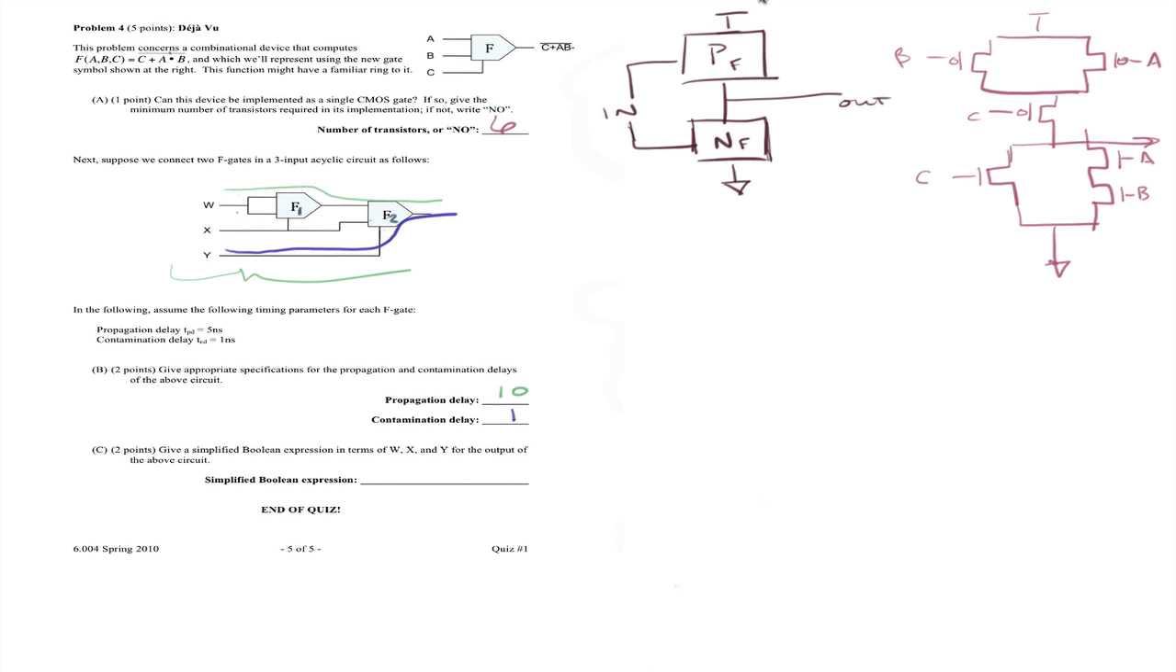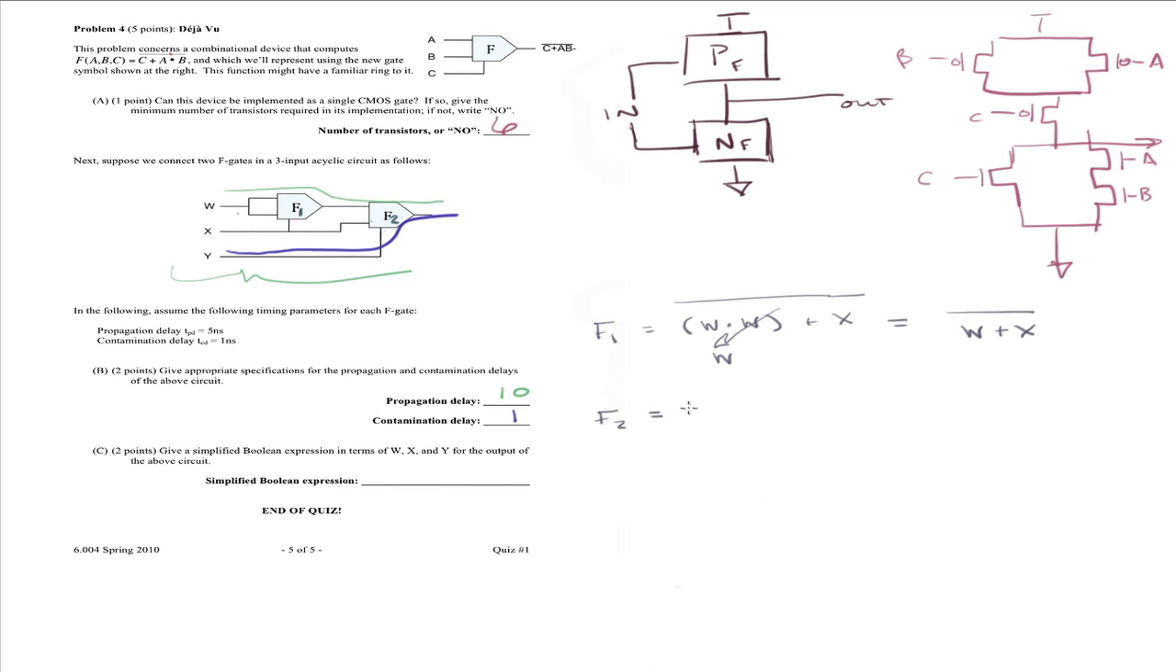Now problem C is asking us for a simplified Boolean expression in terms of W, X, and Y for the output of the given circuit. I've labeled the 2 parts of it as F1 and F2. We know that F1 is going to be not something and something or something. The something and something are on the same edge, so that's W, and then or X. So W and W, that's W. So F1 simplifies to NOR of W and X.